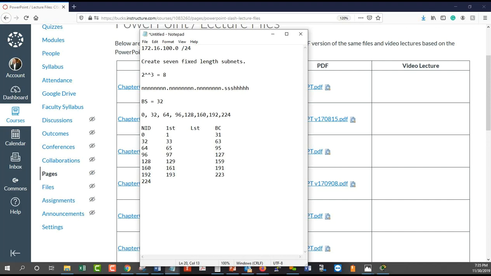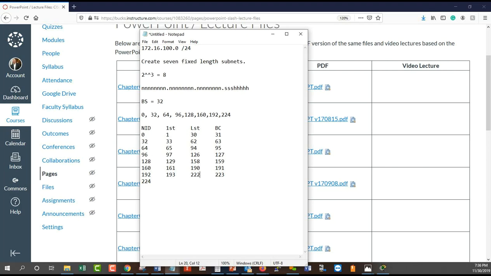And I wrote that 224 down here just to make this easier to figure out, which is going to be 223. Now, our last is always going to be, yes, I'll put in a CIDR column in just a moment. Thank you for reminding me. Okay, so our last is going to be one less than the broadcast. So 30. Broadcast is 63, so 62. Broadcast is 95, so 94. Broadcast is 127, so 126. Broadcast is 159, so 158. Broadcast is 191, so 190. And broadcast is 223, so 222.